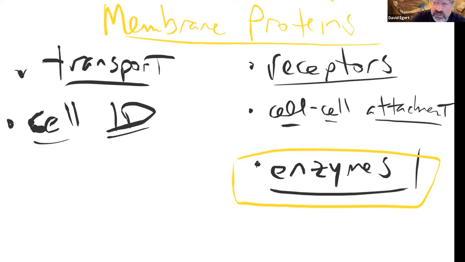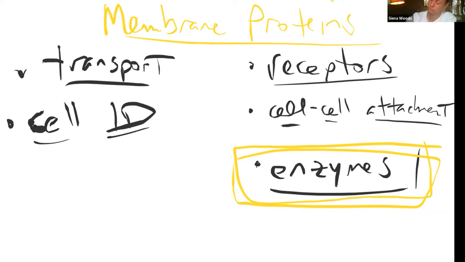In digestion, the final steps of digesting your food are creating individual monosaccharides and individual amino acids. Those enzymes that do the last steps of digestion are actually anchored on the epithelial cells of your intestine. They're called the brush border enzymes. So if there are reactions that we want to occur right near the cell, sometimes the enzymes are actually anchored within the membrane itself.